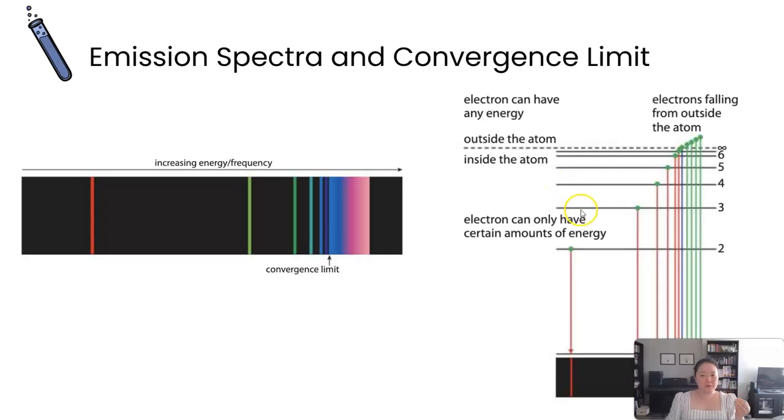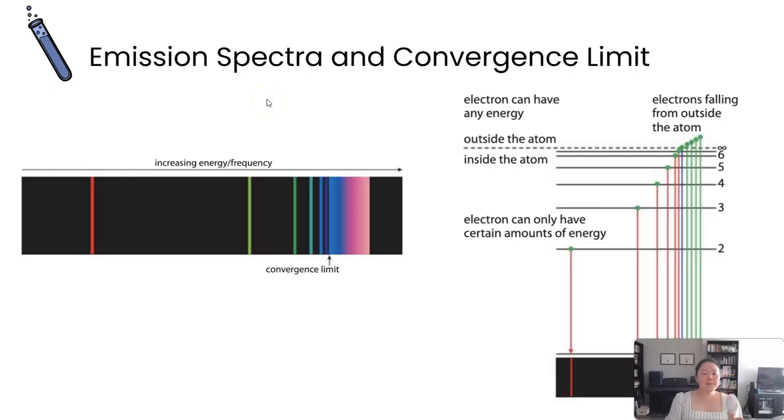So why does this happen? Well, when you're inside the atom, all of your electrons are only going to have specific amounts of energy. So any drops that happen will always be specific amounts of energy. They will be specific frequencies, specific wavelengths. But once you get outside of the atom, those electrons might have any amount of energy. And so when it goes from the outside to the base level, all of these possibilities are going to show up in your emission spectrum.